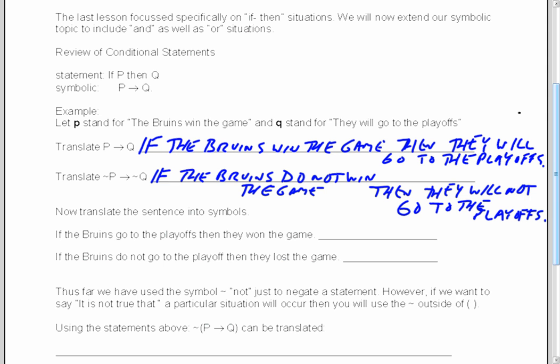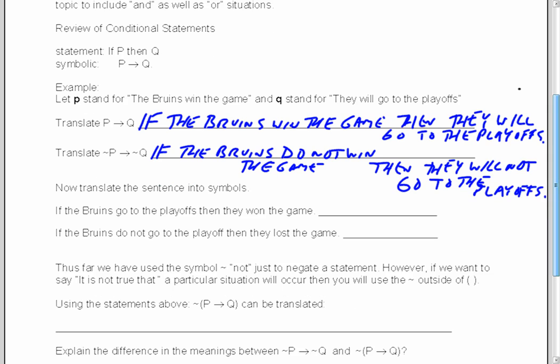Notice I didn't just write down the word lose, because that doesn't incorporate what possibility. Is there a possibility there could be a tie? Maybe the game isn't even completed. So by putting the word not in there, we're kind of incorporating all the different possibilities besides winning the game.